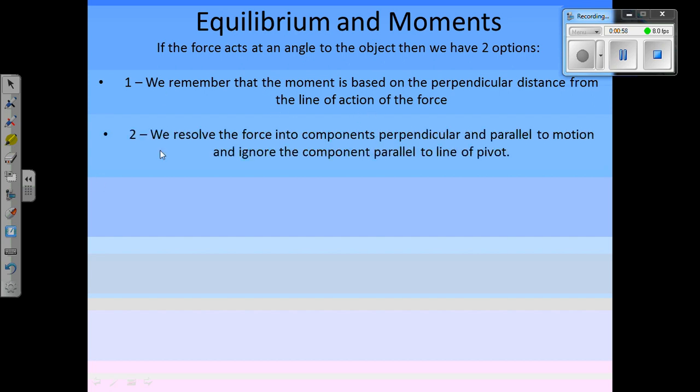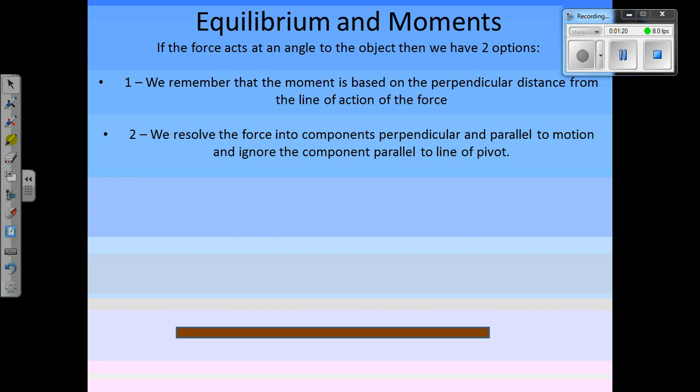The second way we can do it when forces are acting at an angle is that we can resolve the force into components perpendicular and parallel to motion and ignore the component parallel to the line of pivot. Quite long sentences, quite a lot of words there, but when it boils down to it, it's not so bad.